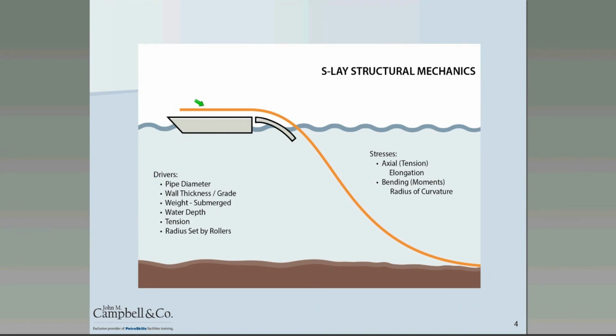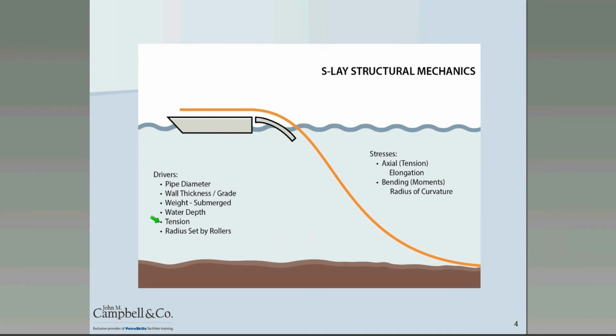The actual weight submerged in water. This is an important consideration because as we take the pipe from its in-air condition and transition it into the water, it's going to displace a volume of water equal to its coated diameter, and that will dramatically reduce its weight to what's called the weight submerged or submerged weight. Another key driver is, of course, the water depth. The greater the water depth, the longer this span is going to be for the pipe to transition from the barge to the seabed. It's also going to have impacts on how much weight we need for bottom stability and other issues.